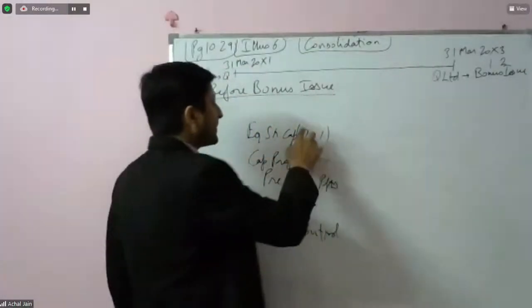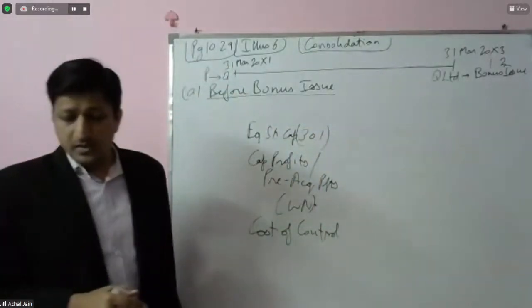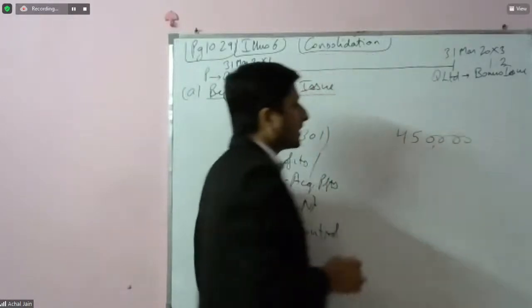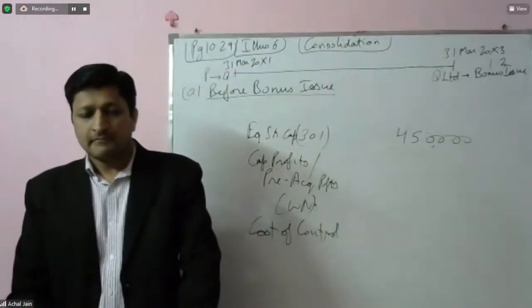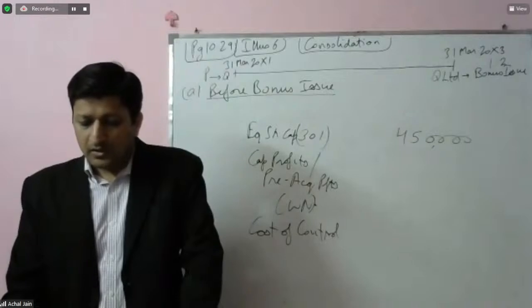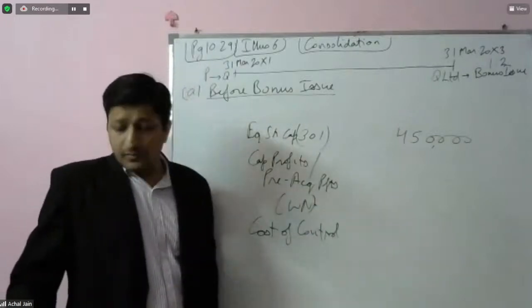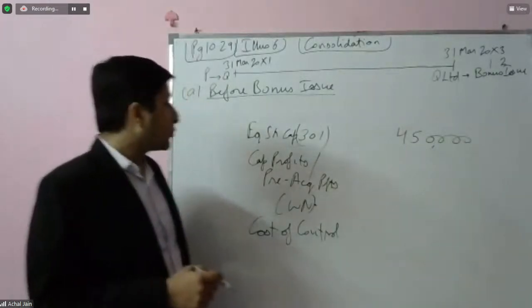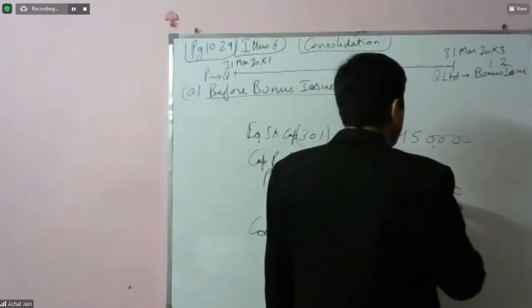So proportionate capital for minority will be the remaining 30%. So that becomes 4 lakh 50,000. Correct? Yeah. Okay. Then the proportionate share of pre-acquisition profits of minority we will have to compute. This we have already computed. So this is 37,000.